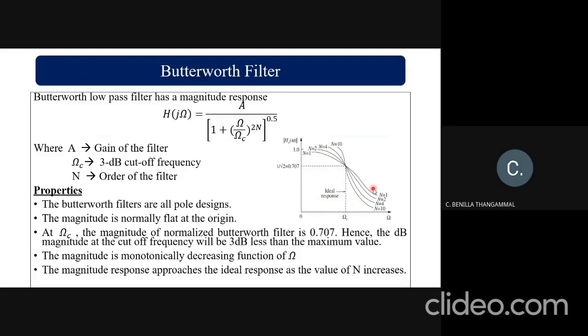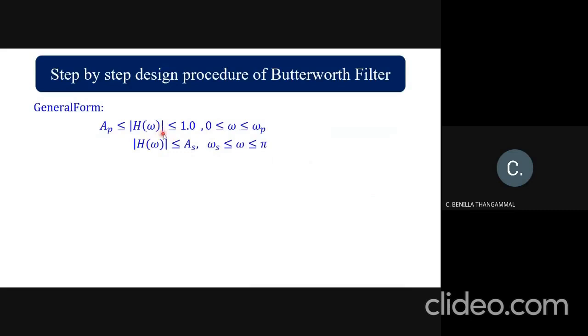Now we'll see the general procedure to design your Butterworth filter, a step-by-step procedure. Normally the general form of the Butterworth filter is given as Ap less than or equal to modulus of H of ω less than or equal to 1.0, for 0 less than or equal to ω less than or equal to ωp, and modulus of H of ω less than or equal to As, for ω greater than or equal to ωs.